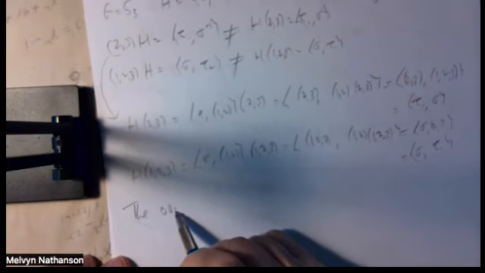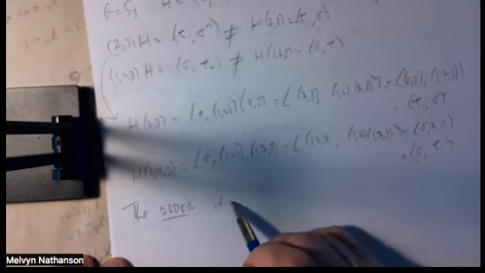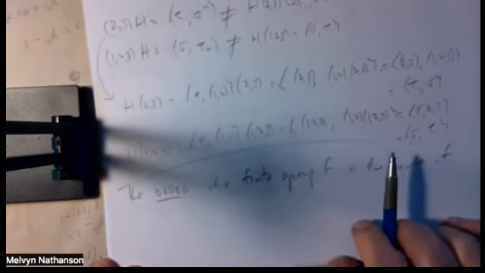So let's just recall the definition. The order of a finite group G, where finite group just means a group with only finitely many elements, is the number of elements in G. It's denoted O(G) sometimes for order, or G with absolute value signs around it.